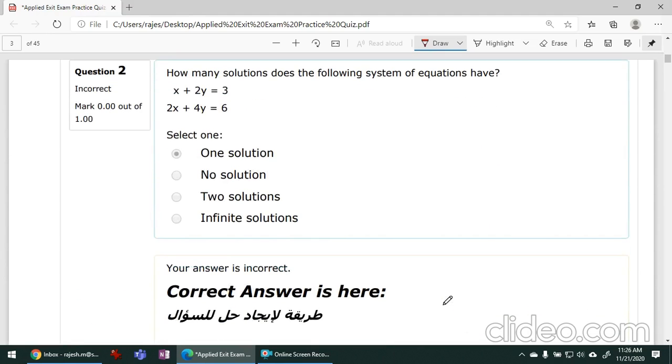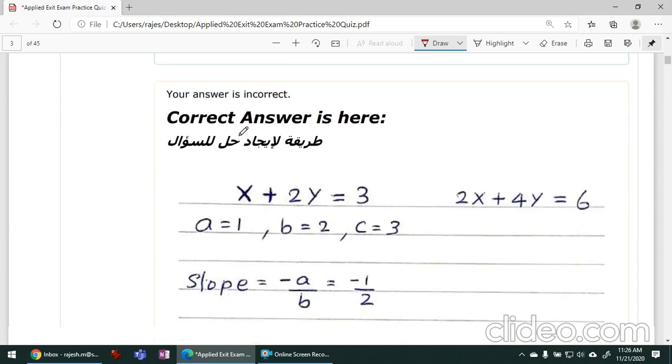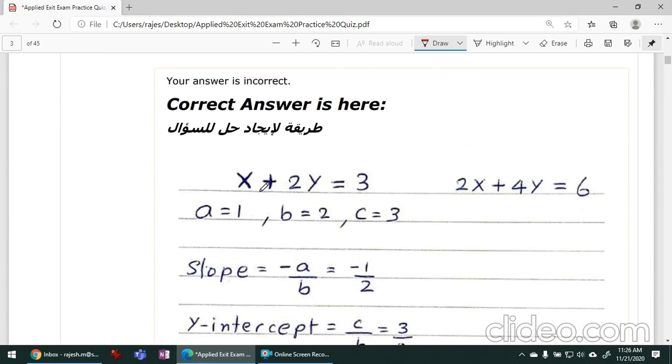Now question number 2. How many solutions does the following system of equations have? Okay. How many solutions? How many answers? Okay, x plus 2y equal to 3 and 2x plus 4y equal to 6. These are the two equations. Okay, now in this, what is a? Here a is 1, b is 2 and c is 3.